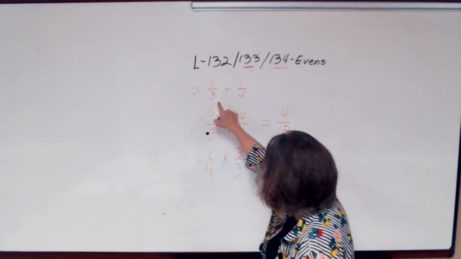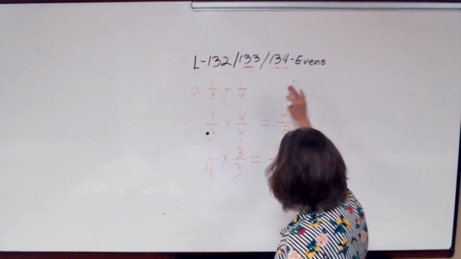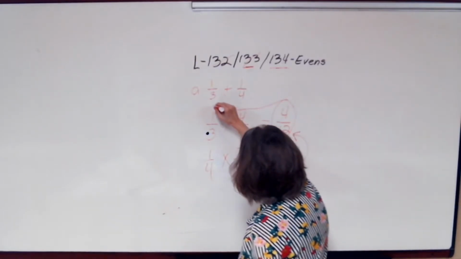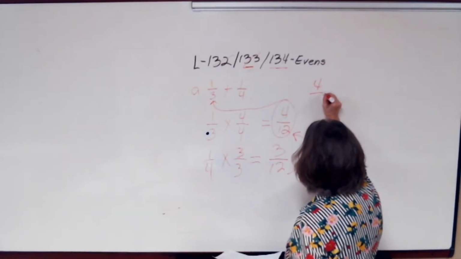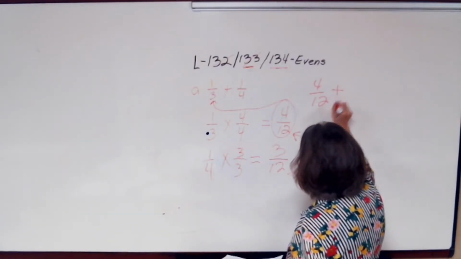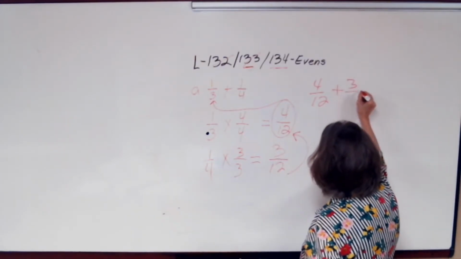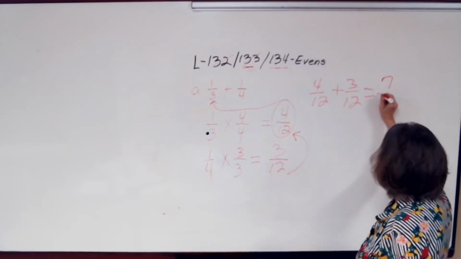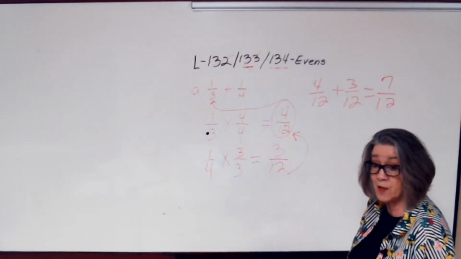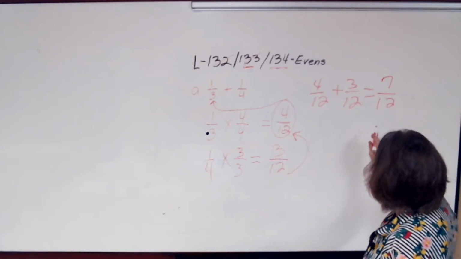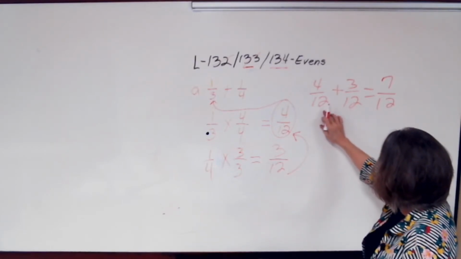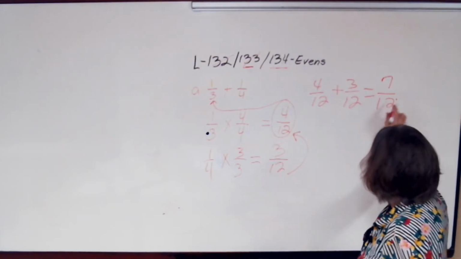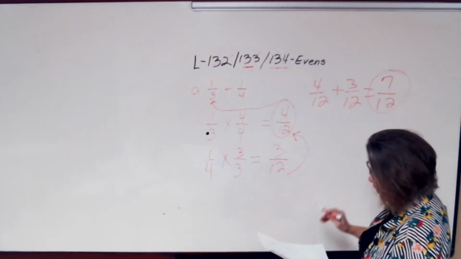So now we can take this number and change them to 4/12 plus 3/12 equals 7/12. I don't think I'm going to use red anymore. I can't see it very well. We do not add these denominators together. The denominator stays the same when we add or subtract fractions. So your answer here is 7/12.